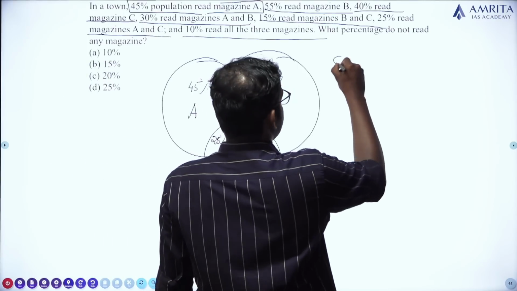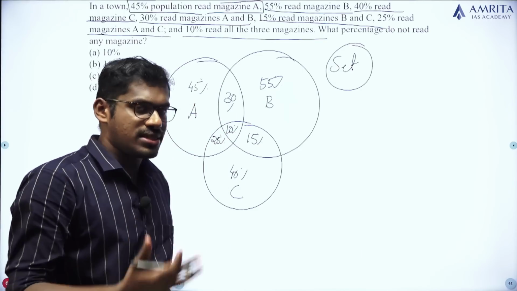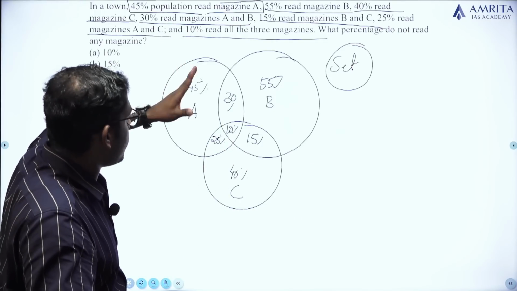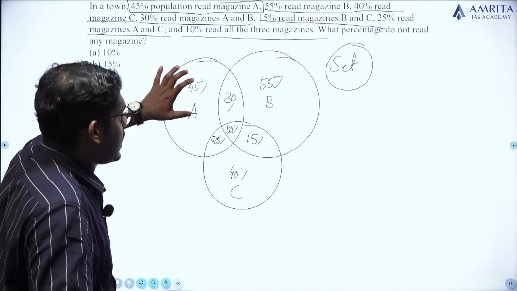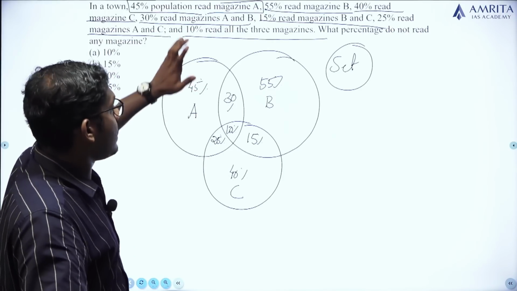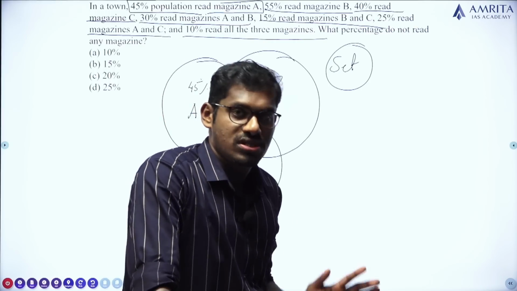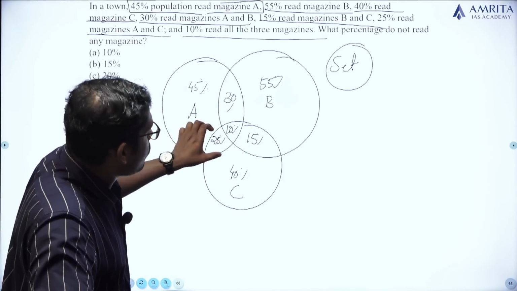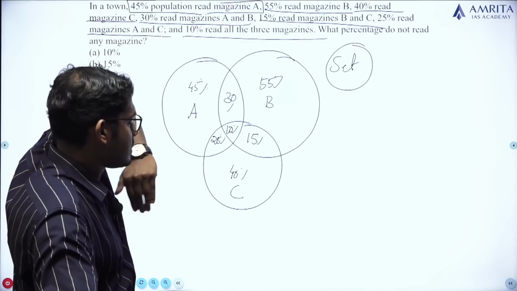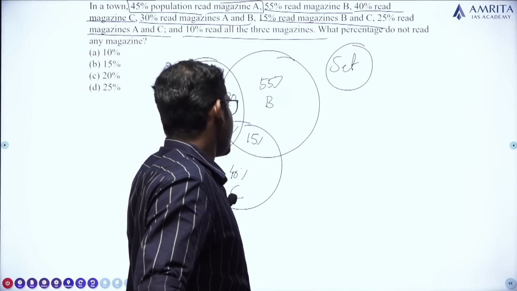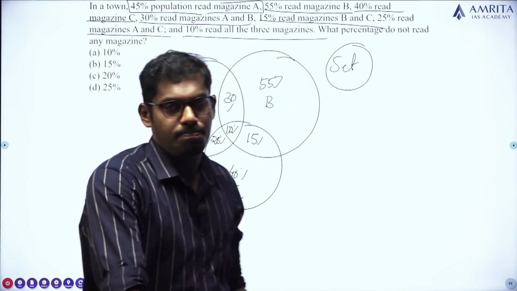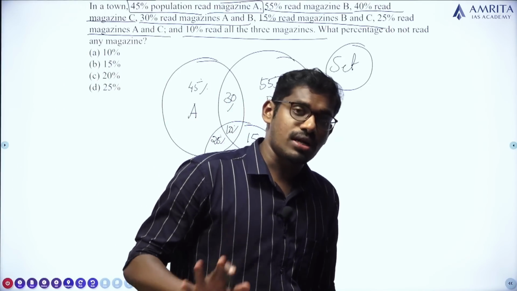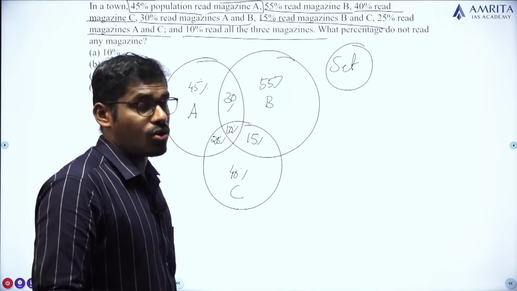Okay. So which means that in the concept of sets, we usually say the number of people belonging to a particular set. It says there are 45% of people, students or persons belonging to set A. What is set A? Those persons read magazine A. And 55% belong to set B, which means 55% read magazine B. Similarly in the case of C. And 30% read both magazines A and B, 15% read both magazines B and C, 25% read both magazines A and C. Clear? Okay. And 10% read all the three magazines. We have to find the percentage of persons who are not reading any of these magazines.